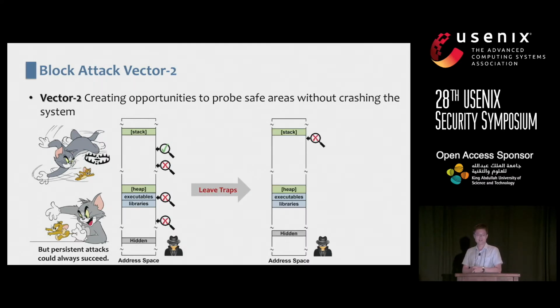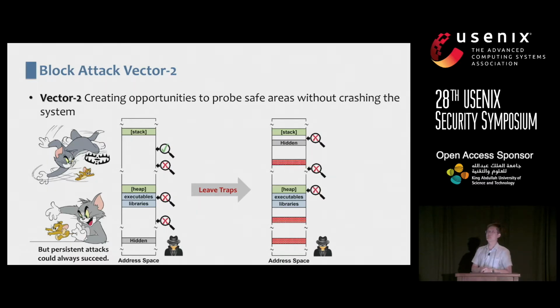To block vector 2, SafeHidden leaves traps at the original location of the safe area after randomizing the safe area. During memory scanning, SafeHidden will create many trap areas, and the attacker will be more likely to be captured by the trap areas.